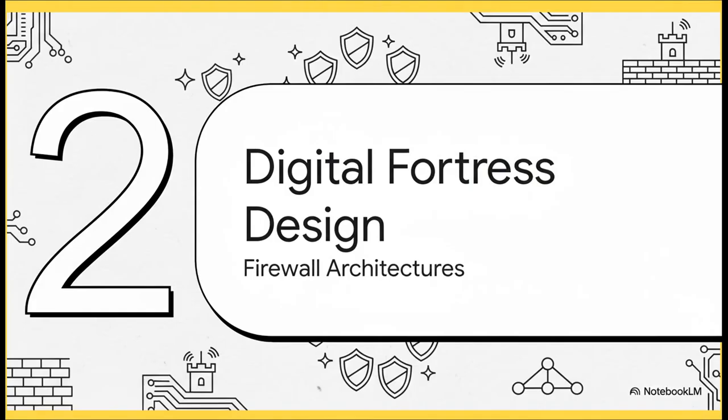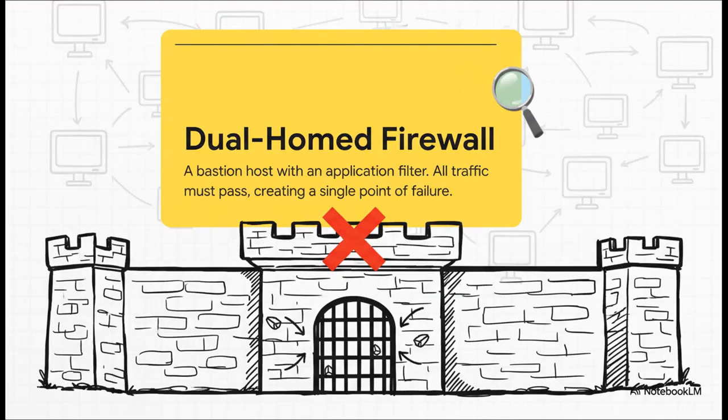All right, so now that we've set the ground rules for our gatekeeper, let's talk about how we actually build the fortress itself. Let's get into the different architectural designs. The most basic design, the simplest one you can build, is the dual-homed firewall. Just think of it like a castle with one single, heavily fortified gate. Every piece of data, whether it's coming in or going out, has to squeeze through this one choke point. It's straightforward, sure, but if that one gate goes down, your entire defense crumbles.